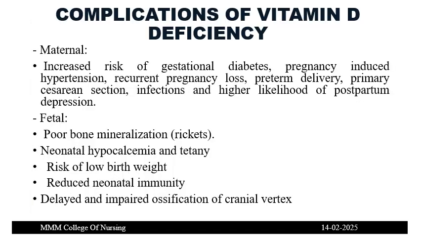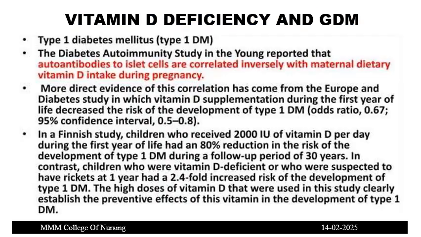Next we'll see the complications. Maternal: when there is vitamin D deficiency, there is increased risk of gestational diabetes, PIH, recurrent pregnancy loss, preterm delivery, primary cesarean sections, infections, and higher likelihood of postpartum depression. Next are fetal complications: poor bone mineralization that can lead to rickets, neonatal hypocalcemia, tetany, risk of low birth weight, reduced neonatal immunity, and delayed or impaired ossification of the cranial vertex. So these are some of the complications.